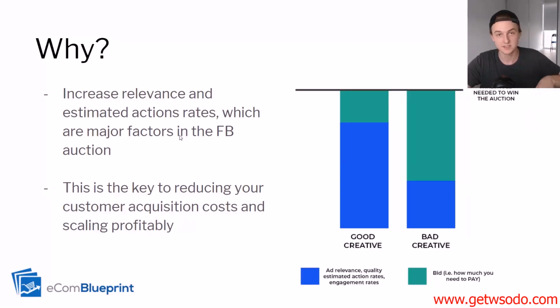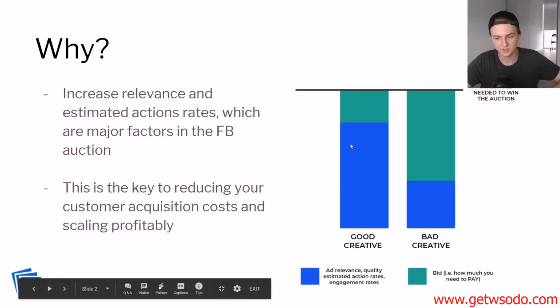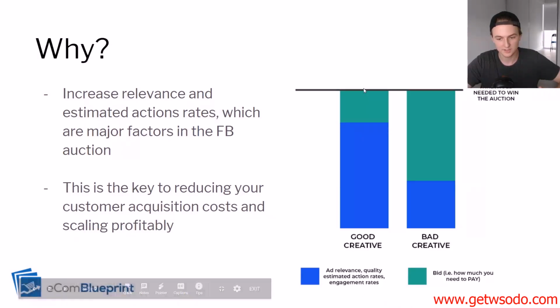These are all major factors in the Facebook ads auction. And so by testing a lot of different ads with your top audiences, this is essentially the key to reducing your customer acquisition costs and scaling profitably. And I've already explained this in the important Facebook ads theory, the first lesson in this module. So if you haven't watched that, I'd recommend watching it. And this graph sums it up, right? So with a good creative, you have to pay a lot less. This green part is how much you have to pay. With a bad creative, you have to pay a lot more. And so that's why you want to test a lot of creatives.